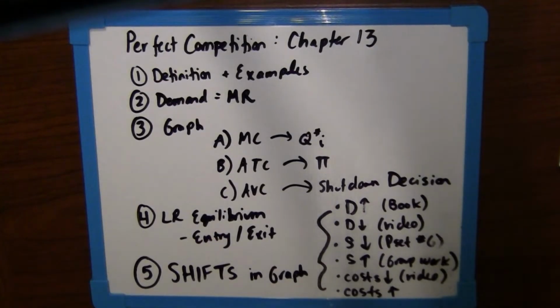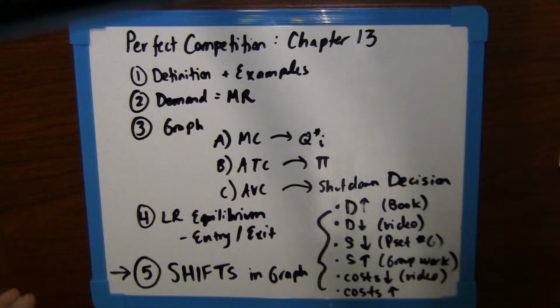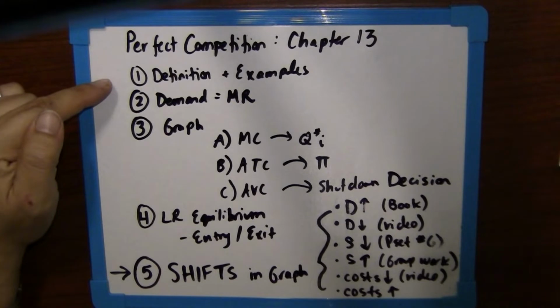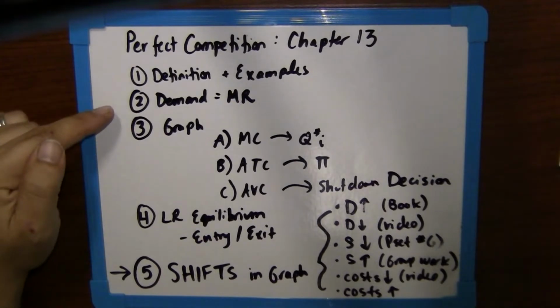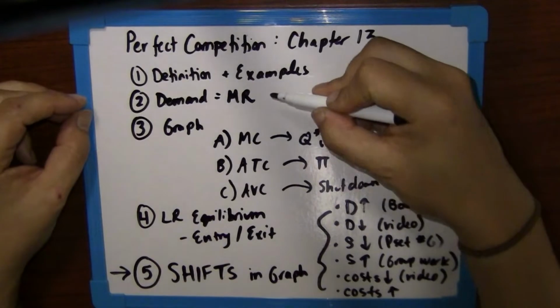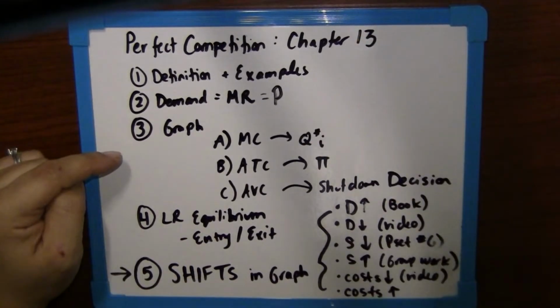Okay, so this video is going to be about the fifth part of our perfect competition coverage, right here, shifts in the graph. There is another video that goes over what we did in lecture, which is defining perfect competition, giving some examples, talking about why the demand for perfectly competitive firms is perfectly elastic, and therefore price is equal to demand, which is equal to marginal revenue.